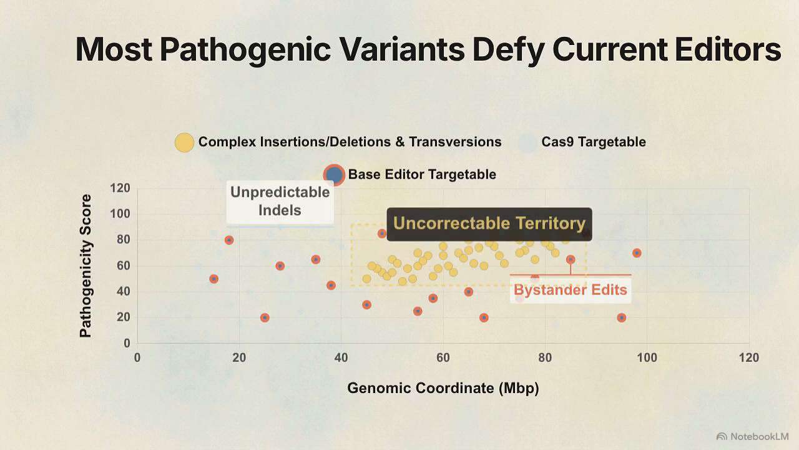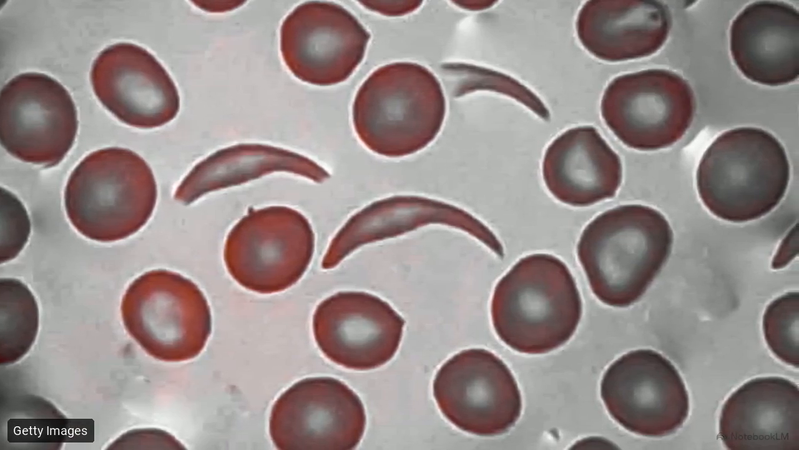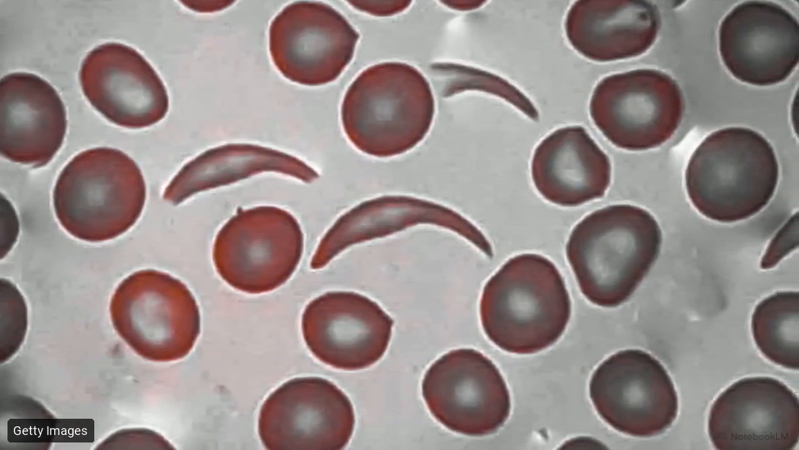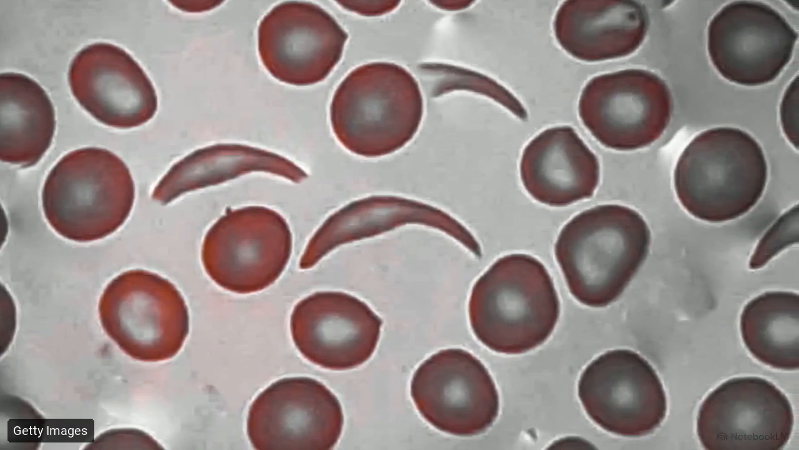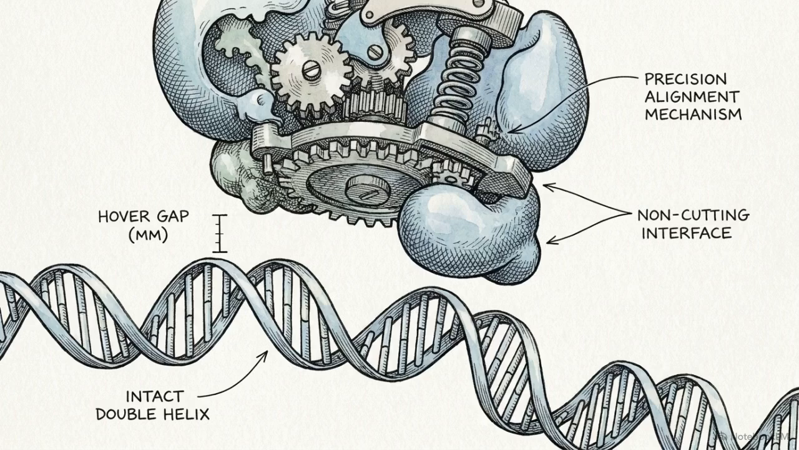This remaining territory consists of transversions, insertions, and deletions. These are complex, multi-base errors that earlier precision tools simply cannot address. Take the HBB gene mutation responsible for sickle cell disease. This is a transversion error, a single-letter swap that radically distorts red blood cells. Correcting this requires a level of precision that nucleases and base editors cannot reliably provide.